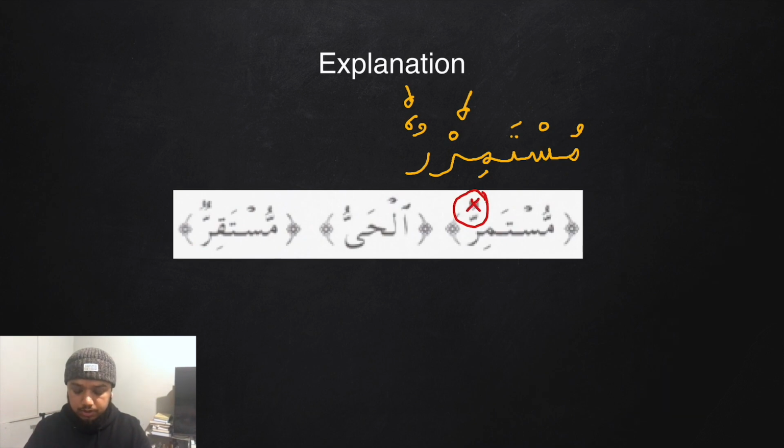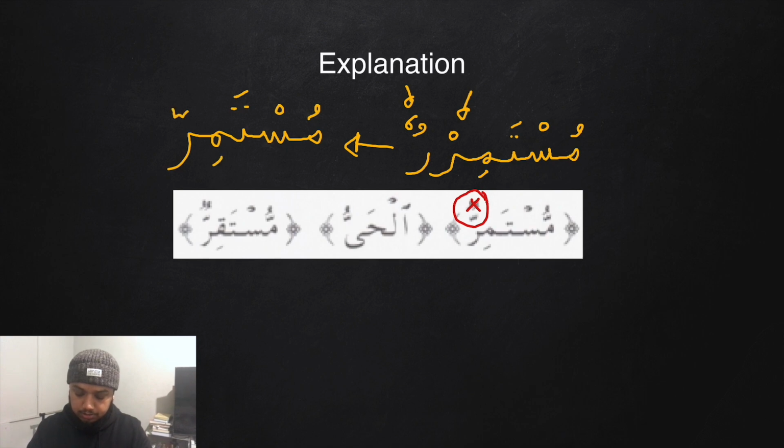We will remove the harakat, and that leaves us, if we are stopping on it, with mustamir, like this. But we can't say mustamir. It sounds like there's only 1 letter there, but we know shaddah means there are 2 letters. So we have to do nabr, we have to raise our voice slightly and make it mustamir.